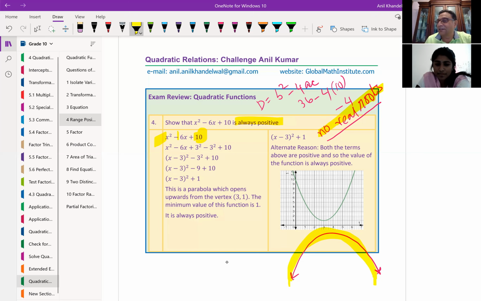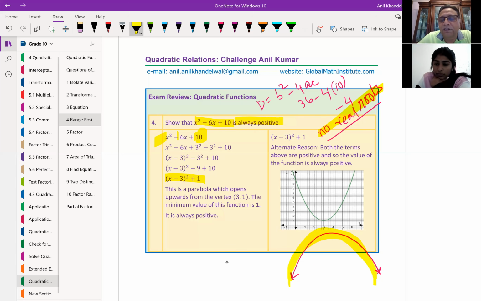You could say it like that, and then you have to justify. Okay? So that makes sense. Completing the squares is probably the easiest way for a simple example like this. This is relatively a simple example.